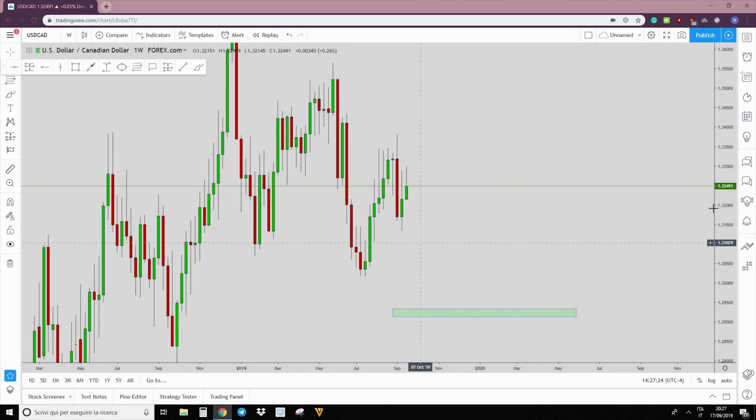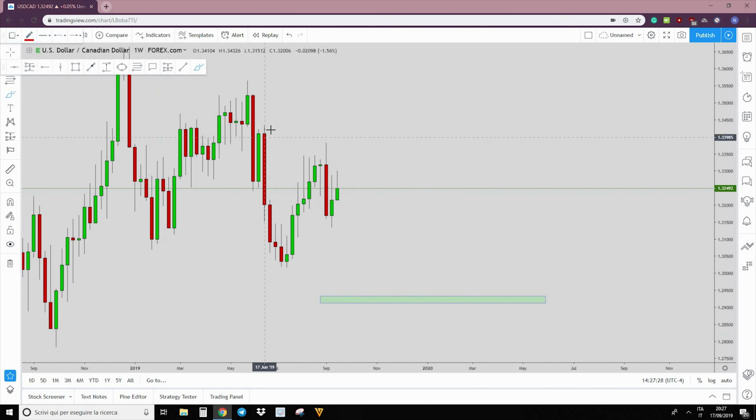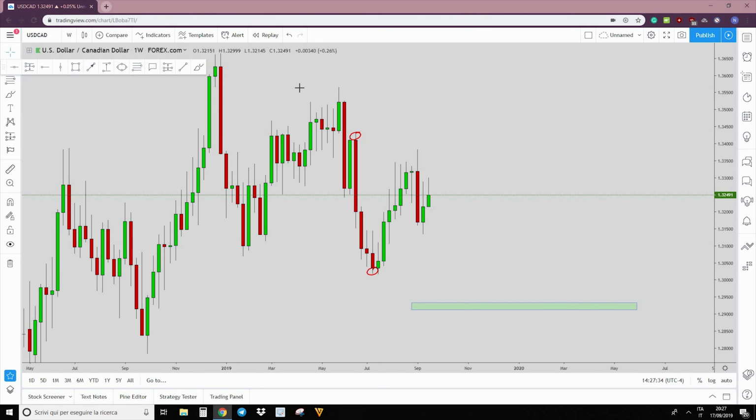Now on the weekly time frame, it's pretty clear that we have another impulse leg. The market started from this high here and ended on this low here. This is the impulse leg. It's pretty clear to see it. The market goes down, up, and again down.